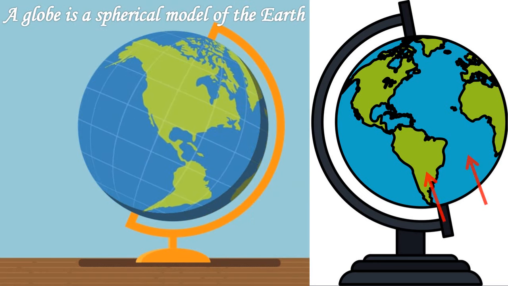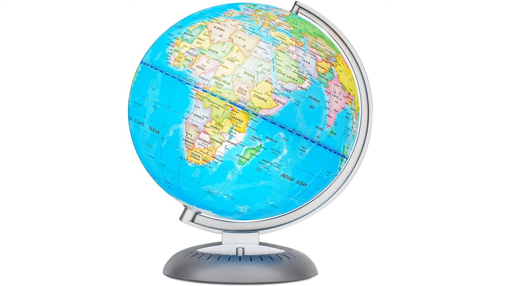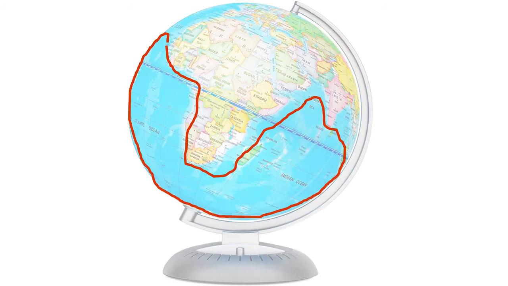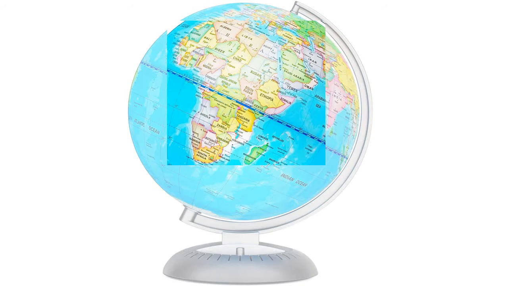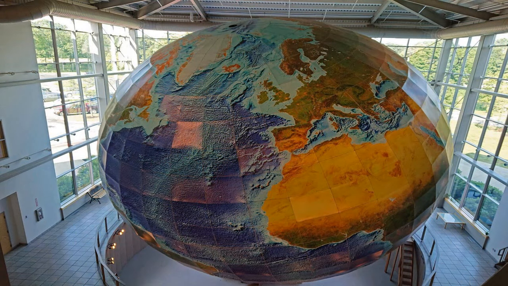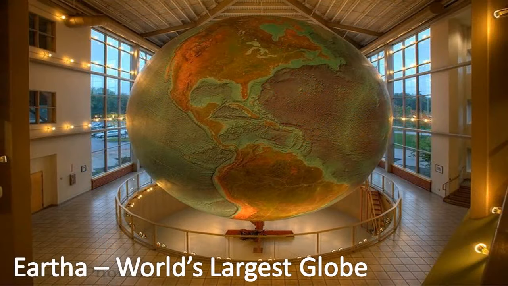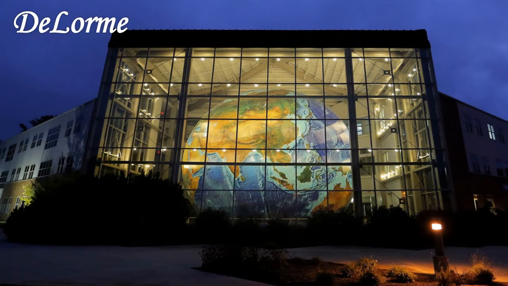Different colors are used to denote different places on the Earth. All the water bodies are blue in color and all the land masses are green, yellow, or brown in color. Fact: Earth is the world's largest globe. It was made by DeLorme, a company in the USA that develops advanced methods of finding places on the Earth.